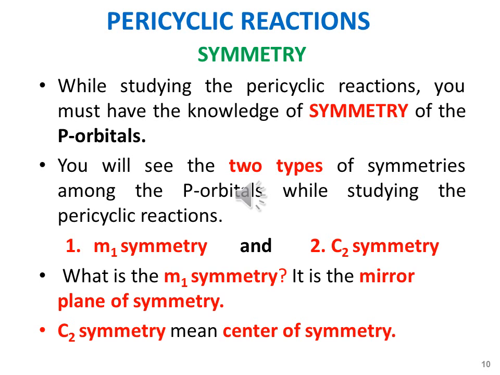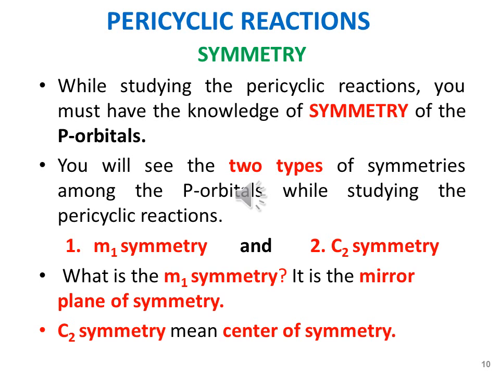However, there are 4 major types of symmetry. These include the translation symmetry, rotation symmetry, reflection symmetry, and the glide reflection symmetry. While studying the pericyclic reactions, you must have the knowledge of symmetry of the p orbital, since in the majority of the pericyclic reactions you will encounter the p orbital, since the pi electrons reside in the p orbitals, and I have already told you that in the pericyclic reactions pi electrons move in a circular manner, so you must know the symmetry of the p orbital.